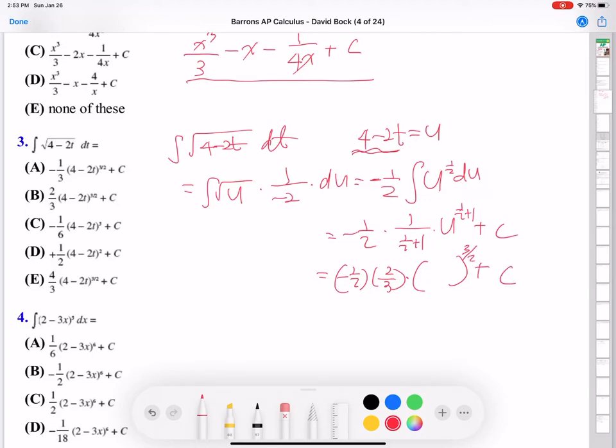Why would you use 4 minus 2t? And then the 2 and 2 cancel out. Negative 1/3 is left, right? Negative 1/3 times 4 minus 2t to the 3/2 power. A is the answer. A.